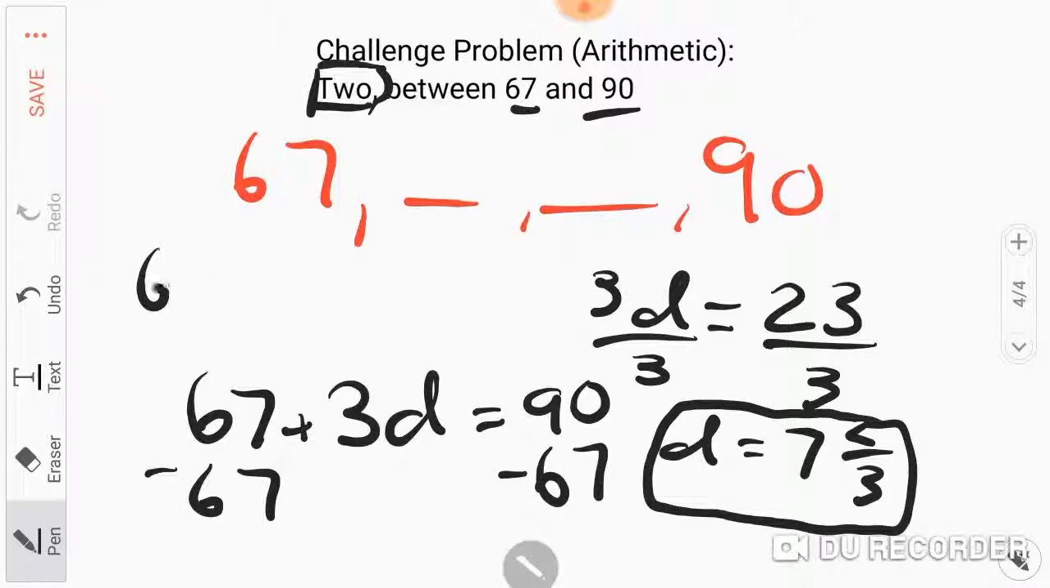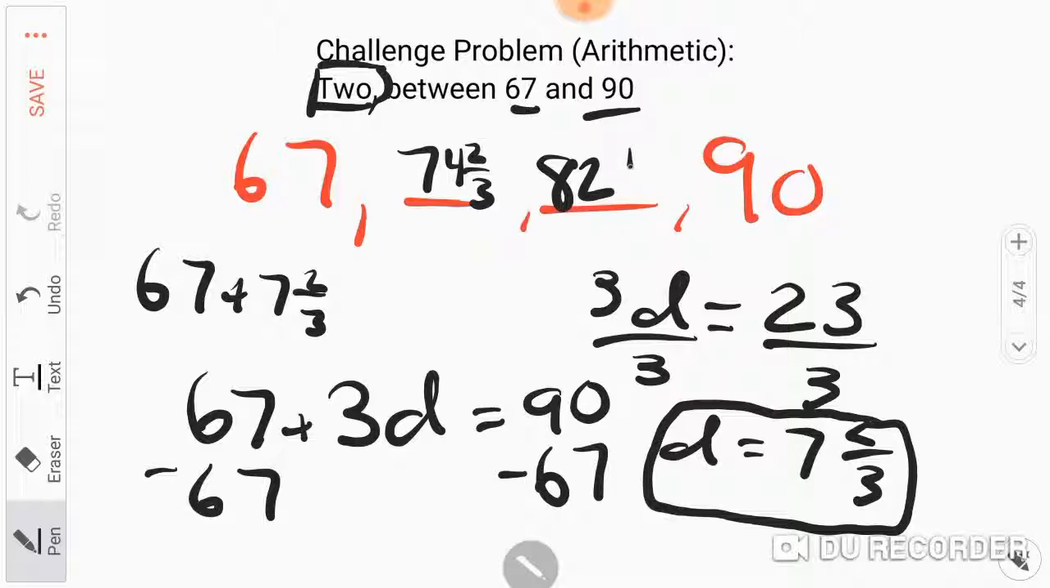So we're going to take 67, we're going to add 7 2/3. So we get 74 2/3, and then we're going to take that and we're going to add 7 2/3. So 2/3 plus 2/3 would equal 1 1/3, and 74 plus 7 is 81. So that would be 82 1/3. And just to check, 82 1/3 plus 7 2/3 does in fact get you 90.